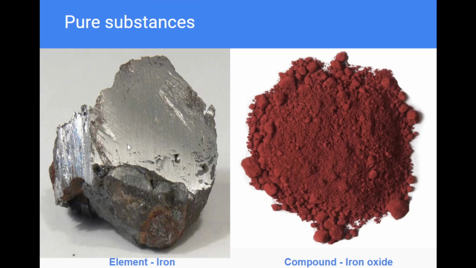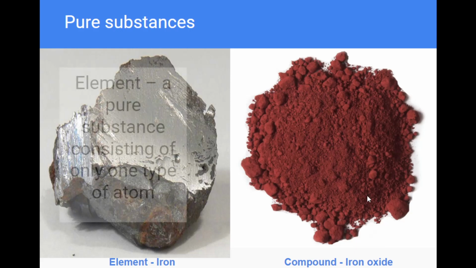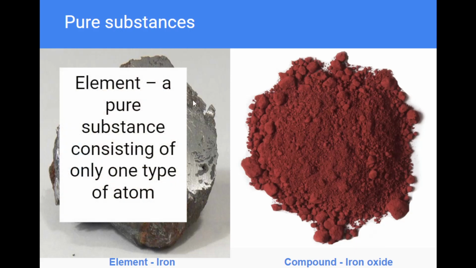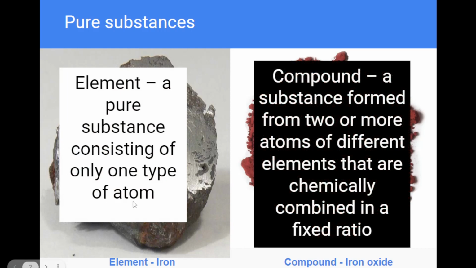So here's an example of iron versus iron oxide. Iron is the pure element as you would see from the periodic table, but iron oxide is iron bonded to another element. So that's a compound. Notice how they look very different. So an element is a pure substance of only one type of atom, where a compound is two or more atoms of different elements that are chemically bonded.